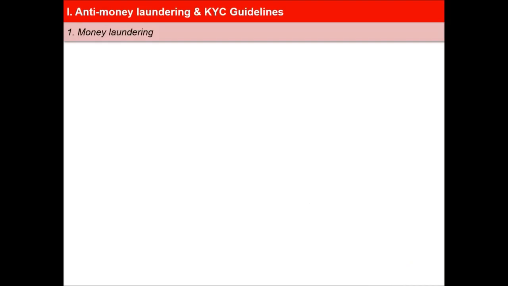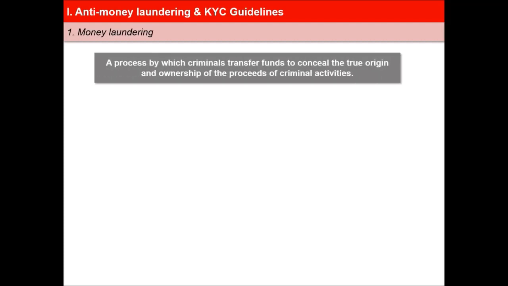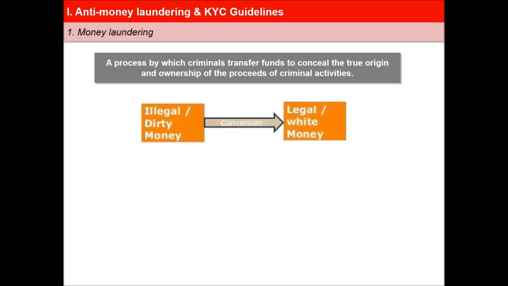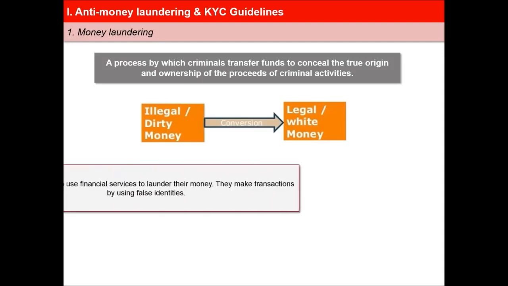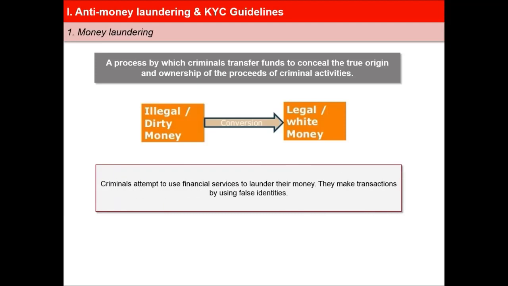Now let us understand the concept of money laundering. Money laundering is the process by which criminals transfer funds to conceal the true origin and ownership of the proceeds of criminal activities. By this process, money can lose its criminal identity and appear valid. Criminals attempt to use financial services, including banks and insurance, to launder their money. They make transactions by using false identities, for example, by purchasing some form of insurance and then managing to withdraw that money and then disappearing once their purpose is served.